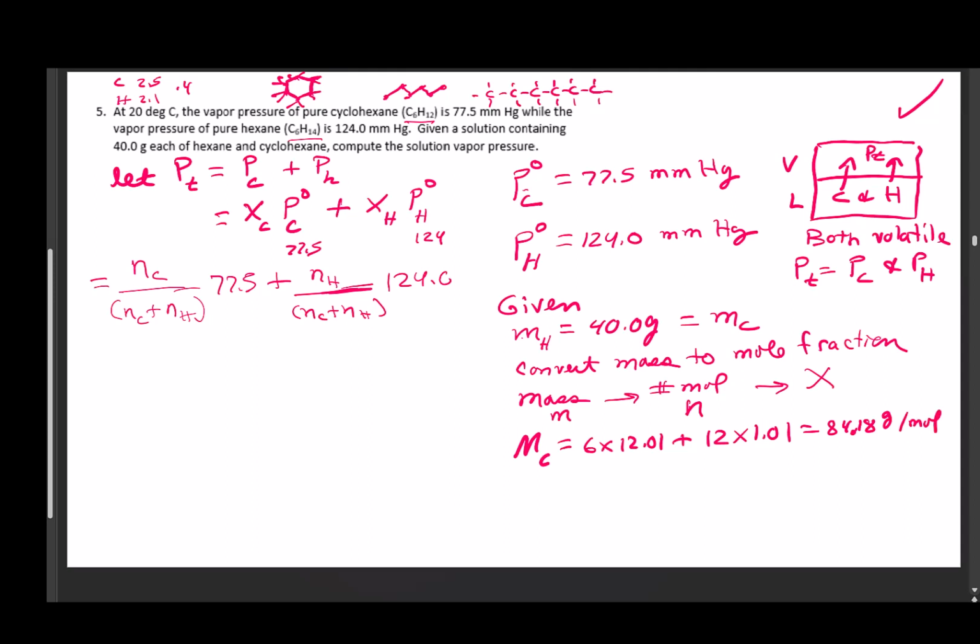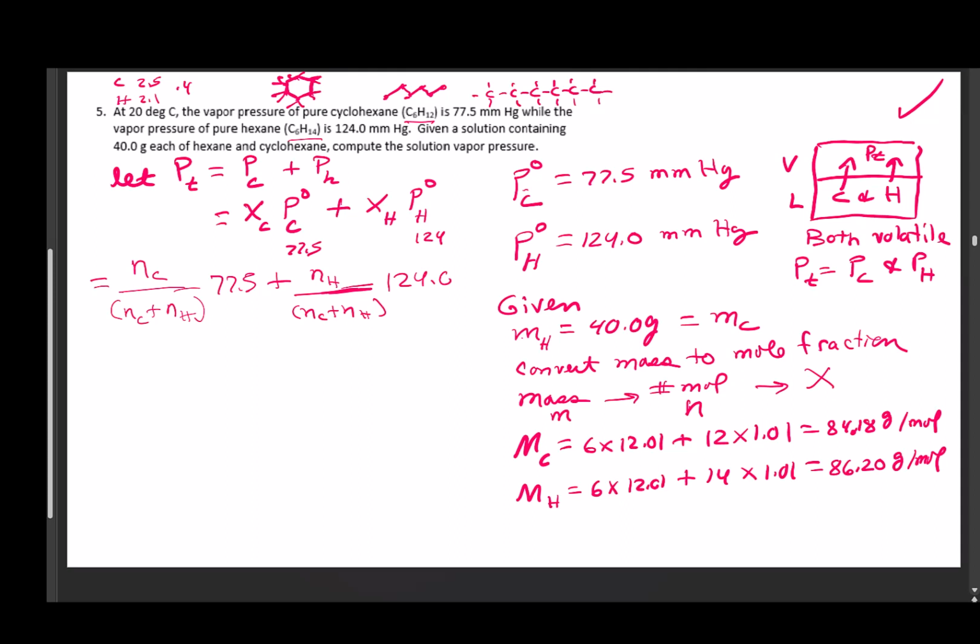And then for the hexane, that molar mass is going to be equal to, again, 6 carbons and 14 hydrogens. So I could actually crank it out, or I could realize that it's going to be the mass of the cyclohexane plus 2 more hydrogens, 2.02 added to the 84.18, 86.20. So they're almost the same. I mean, so an approximation for the mole fractions would be that they're similar to each other.